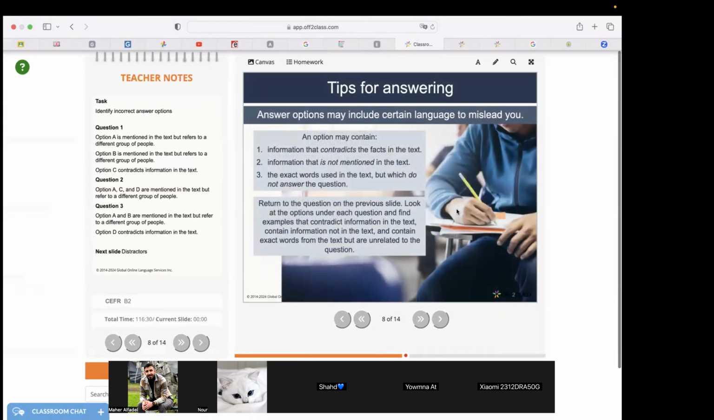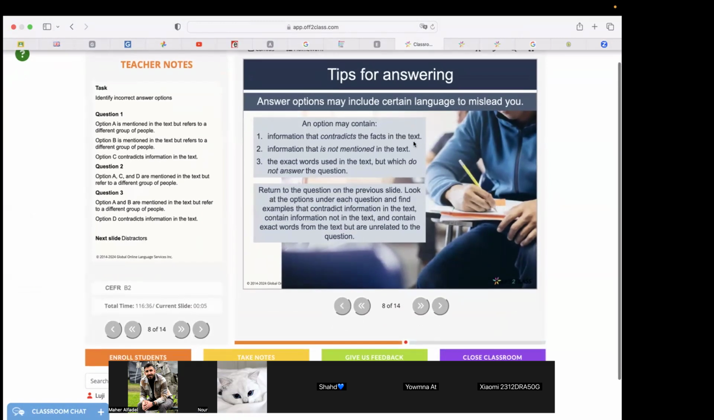Good job. Okay. Tips for answering. Answer options may include certain language to mislead you. An option may contain information that contradicts the facts in the text, information that is not mentioned in the text, or the exact words used in the text but which do not answer the question. Return to the questions on the previous slide, look at the options under each question, and find examples that contradict information in the text, contain information not in the text, and contain exact words from the text but are unrelated to the question. Ready?